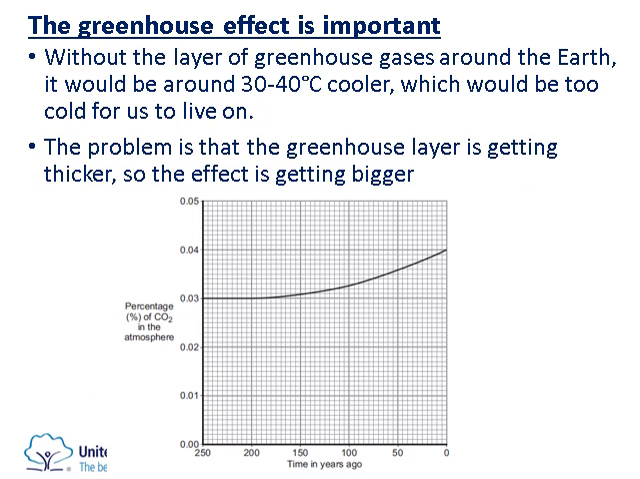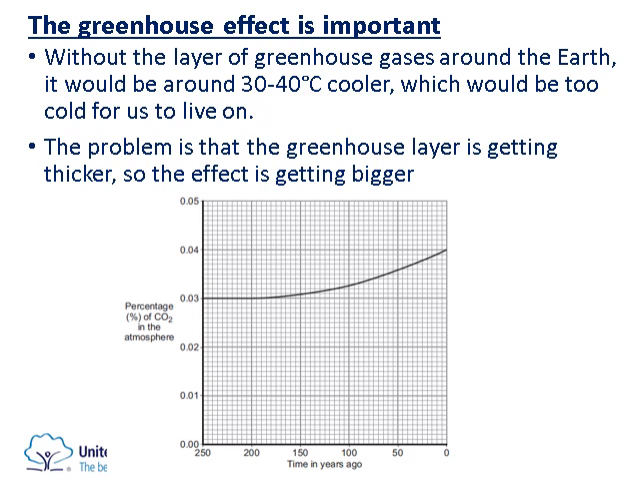So the problem that we're talking about is not the greenhouse layer itself, it's the thickness of it due to human activity. So if we look at the graph below, 250 years ago, the percentage of carbon dioxide in the atmosphere was about 0.03% of the atmosphere. But if we compare this to modern day, it's gone up by a third, and it is now 0.04% of the atmosphere. That might not seem a lot, but it is enough to have a significant impact on the temperature of the Earth.